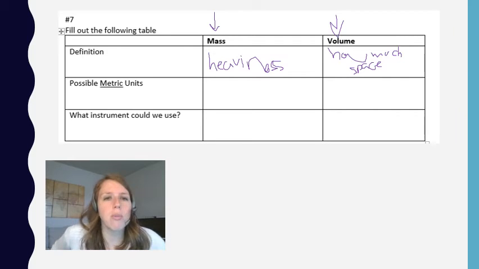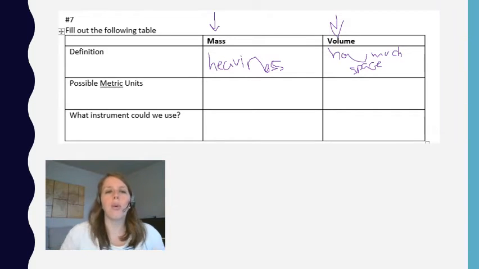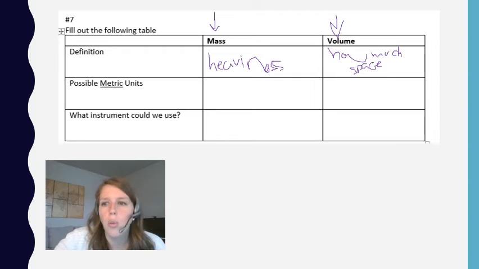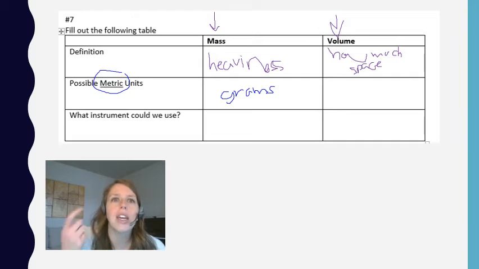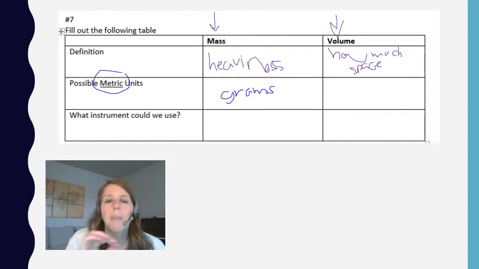So let's think about some units that we could use if we were going to measure mass. I want metric units, right? These are units that the whole world uses. So how would I measure the mass of something in metric units? Well, there's a big one: grams. You could put different things on the front of that, like a kilogram or a milligram, but the basic unit is grams.